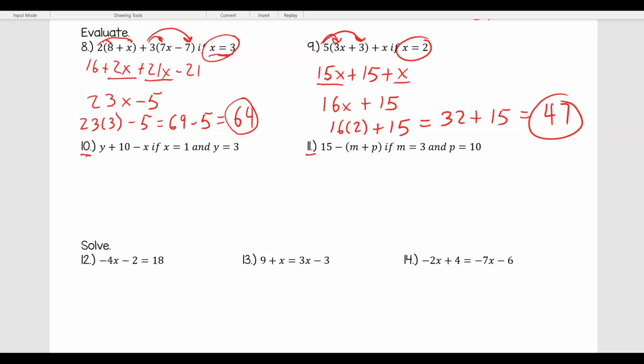I'm going to go ahead and substitute the 3 and the 10 in right away. So I have 15. Remember, we have to follow order of operations. We have to deal with this parentheses first. So I have 15 minus 13. Do that first, and this should simplify to just 2. Okay? So try number 10 now on your own and put your answer in the Edpuzzle.